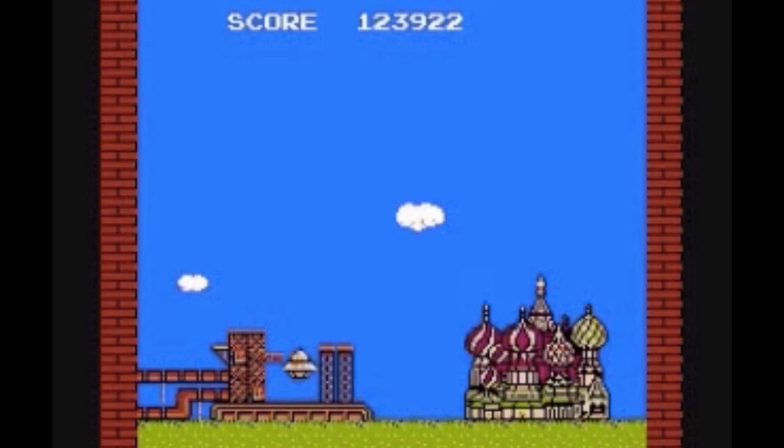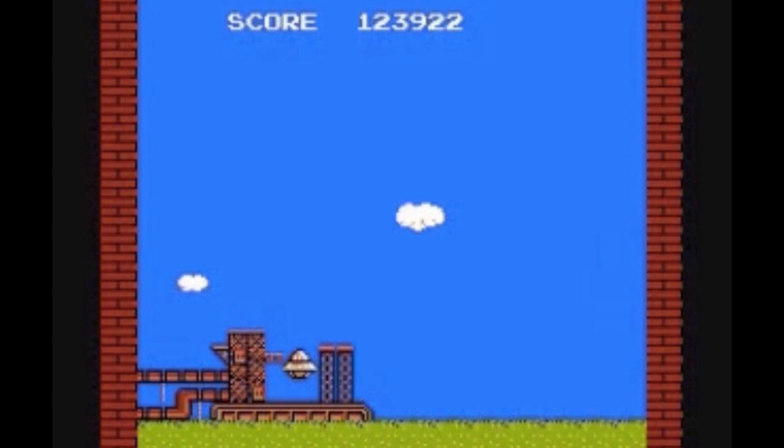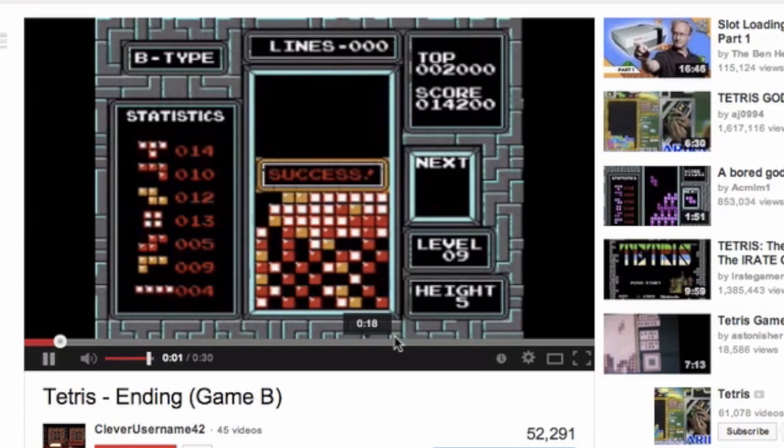Here's where things get weird. So what is going on? Again, clearly it's not telling us a story. It's not anything to do with what the blocks do or don't mean. You're not, say, building a space shuttle in the game. Let's look at Tetris's ending game B for some more clues.